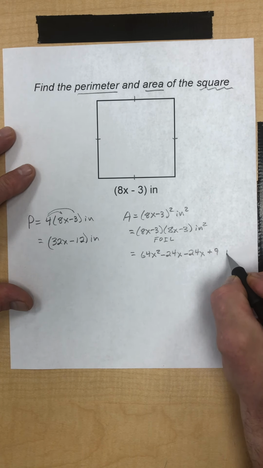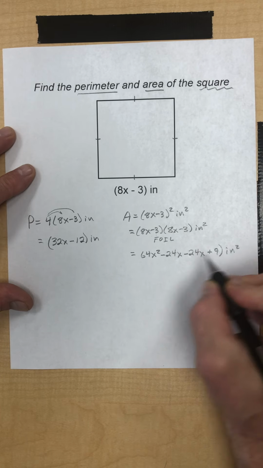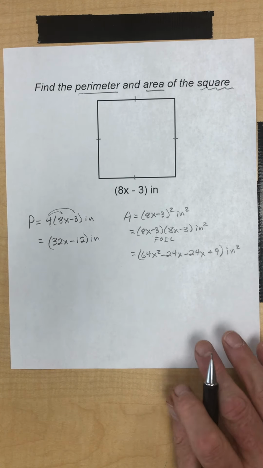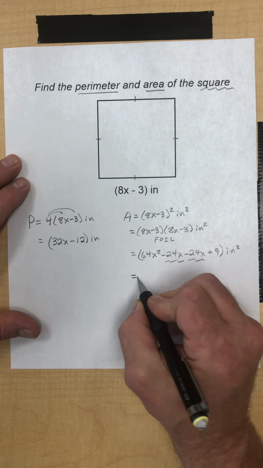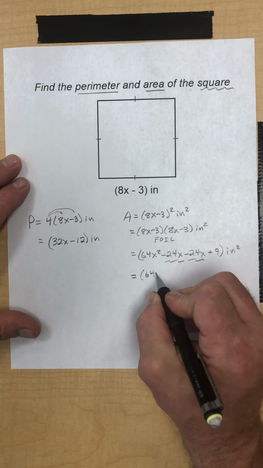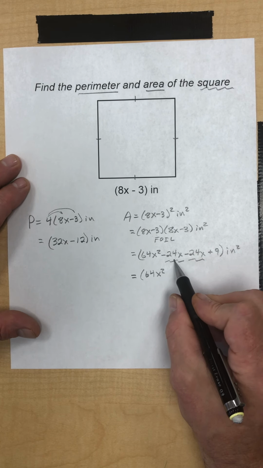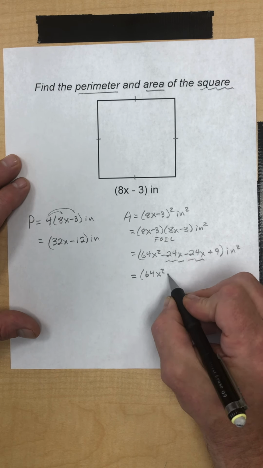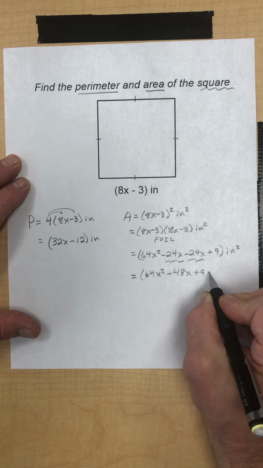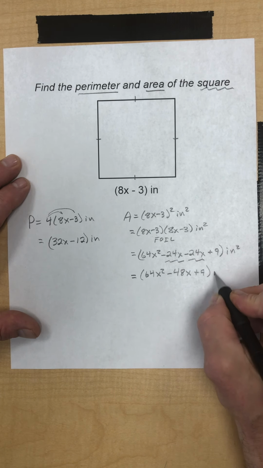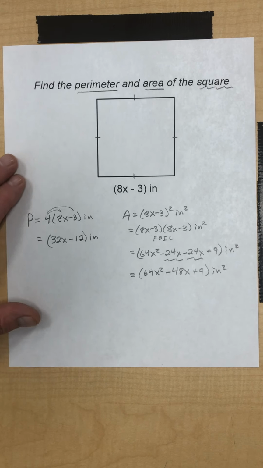And again, we want our inches squared to apply to all of it, so we put it inside parentheses. And then we just collect similar terms, there and there. Okay, so I get a 64x squared. Negative 24x plus negative 24x is negative 48x. Bring down your plus 9. Don't forget your parentheses, square inches. Okay, so we got that guy done.